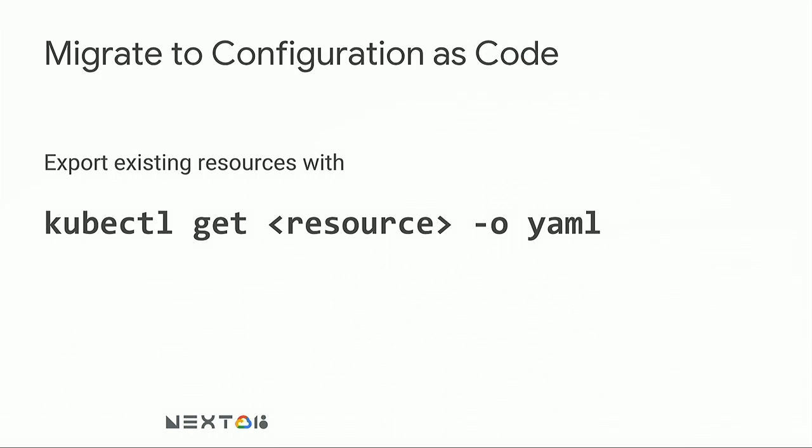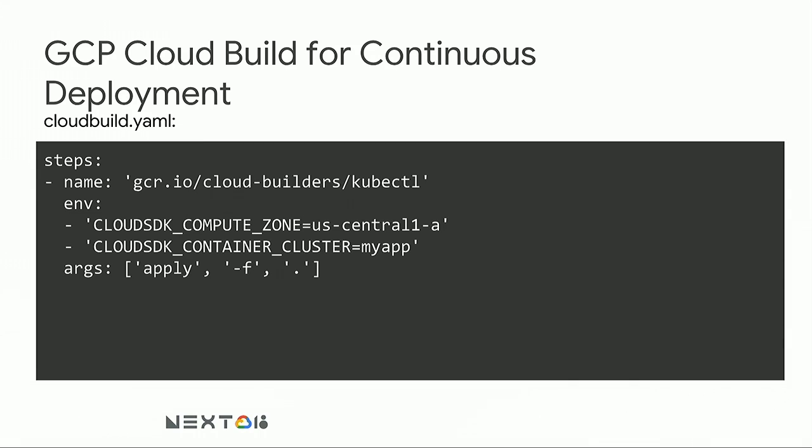How do you get from the state, though, that I was demoing into this new kind of more production-grade system? Well, fortunately, it's pretty easy. You can just extract all the configuration resources that you had so far using this command, kubectl get resource -o YAML. Once you've done that, you can also set up some very nice things like continuous deployment.